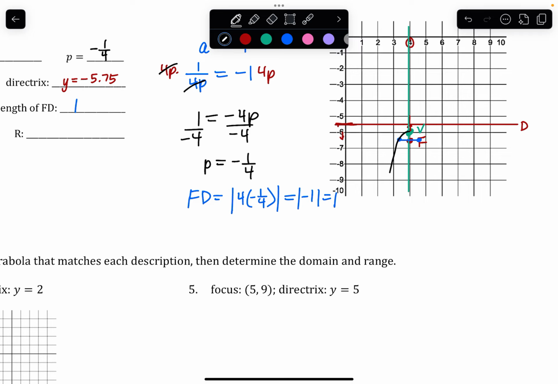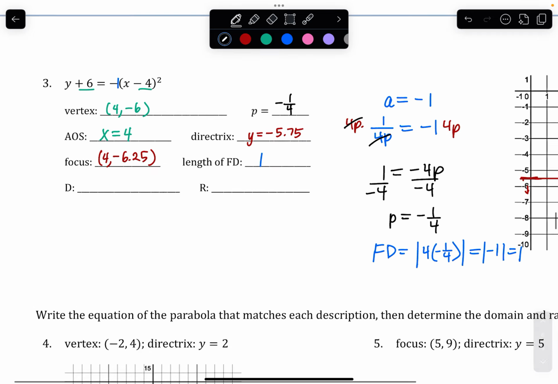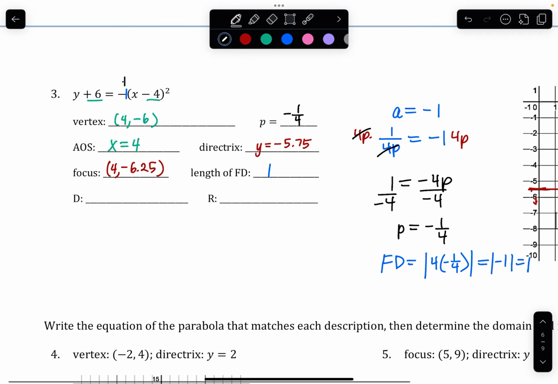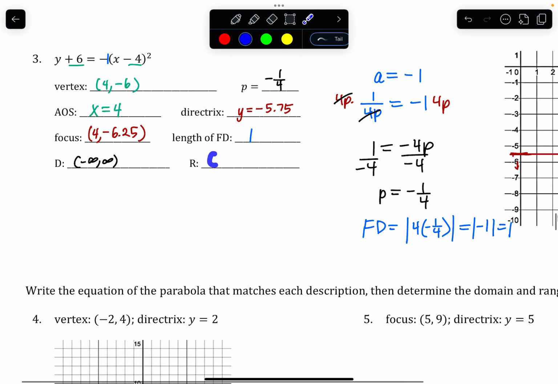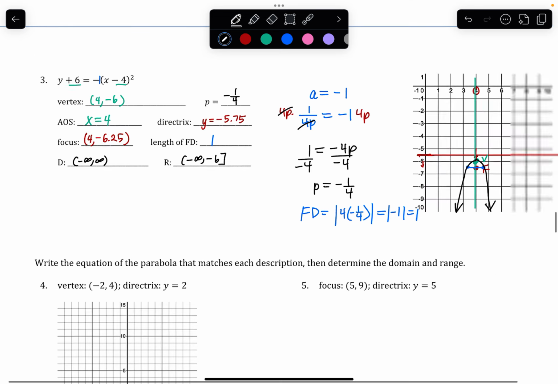And then we have the rest of our graph. Notice it's opening down because both p and a were negative. And so domain, once again, all real numbers, negative infinity to positive infinity. And for the range, we are going from negative infinity, stopping at -6. -6 gets a bracket because we have a point there.